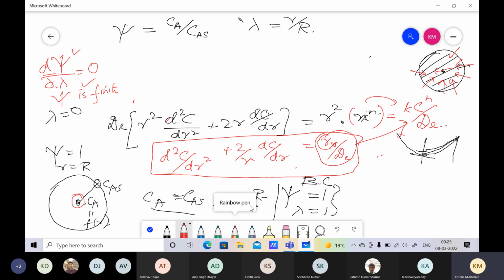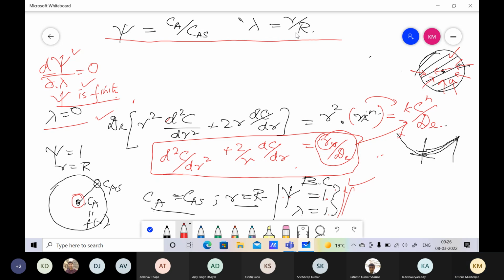But so the two boundary conditions: one is this, at lambda equal to 1, psi is equal to 1, and at lambda is equal to 0, psi is finite. So these are the two boundary conditions that I will use, and then I will convert this equation first in terms of lambda and psi. So given this basic equations, where did I write it? Yeah, here. So psi is equal to CA by CS, lambda is equal to R by R. Okay. So these are the two boundary conditions.